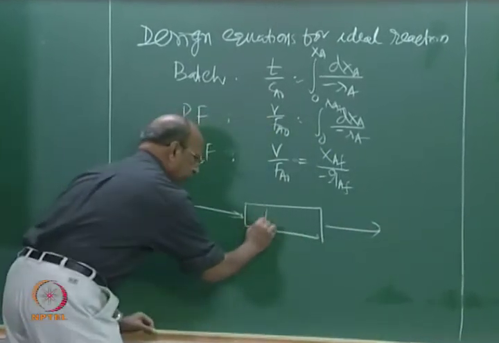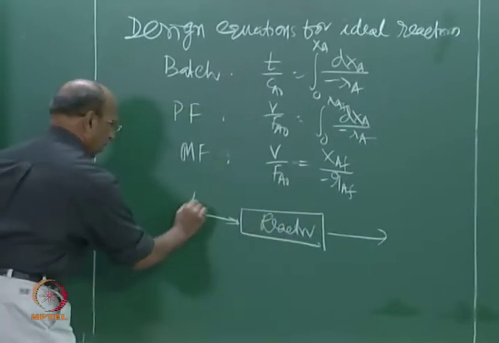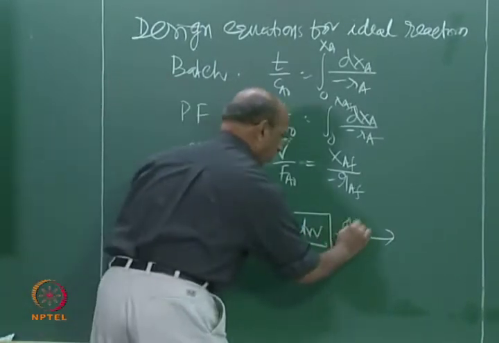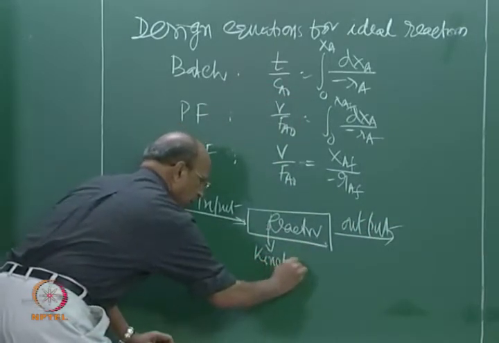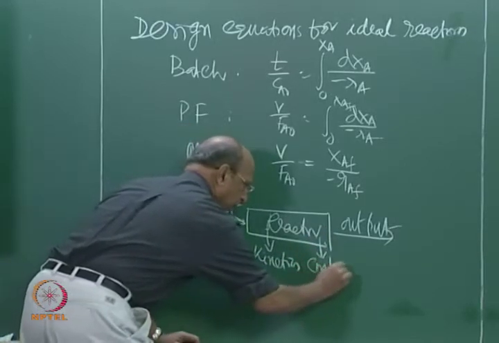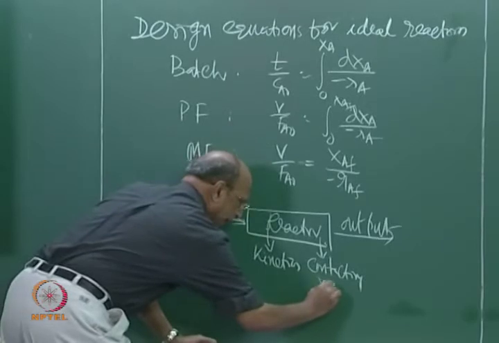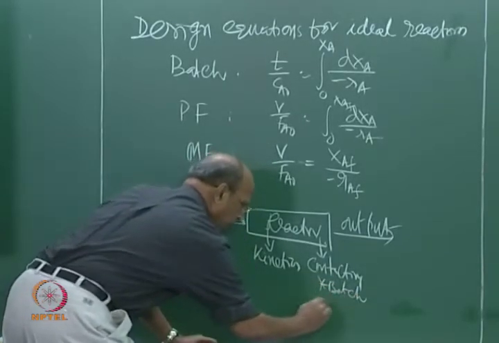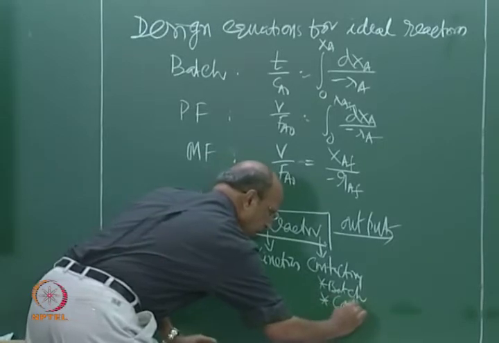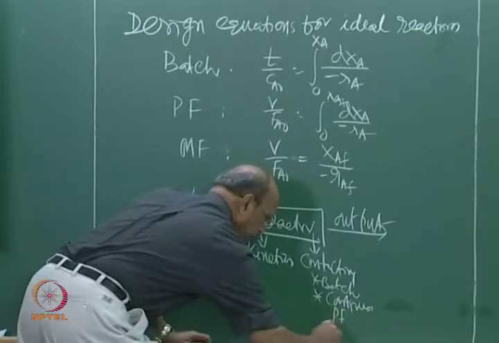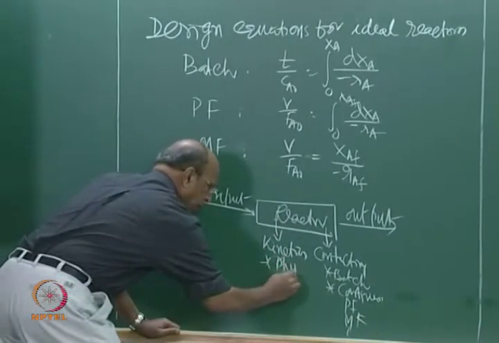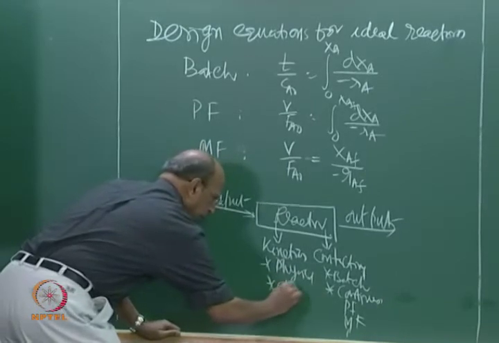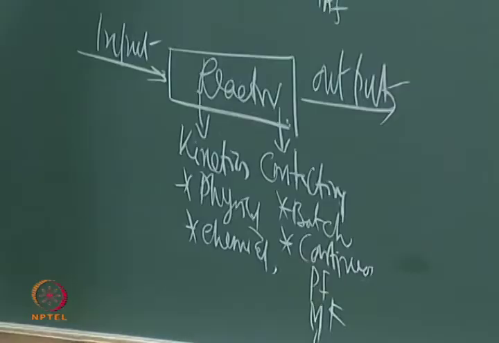So, now if you go back to the information required for reactor design: this is input, output, kinetics, and I have contacting. Then here we have batch, continuous, PF, MF. This is physical, chemical. Right. So, this is the design information required for the design.